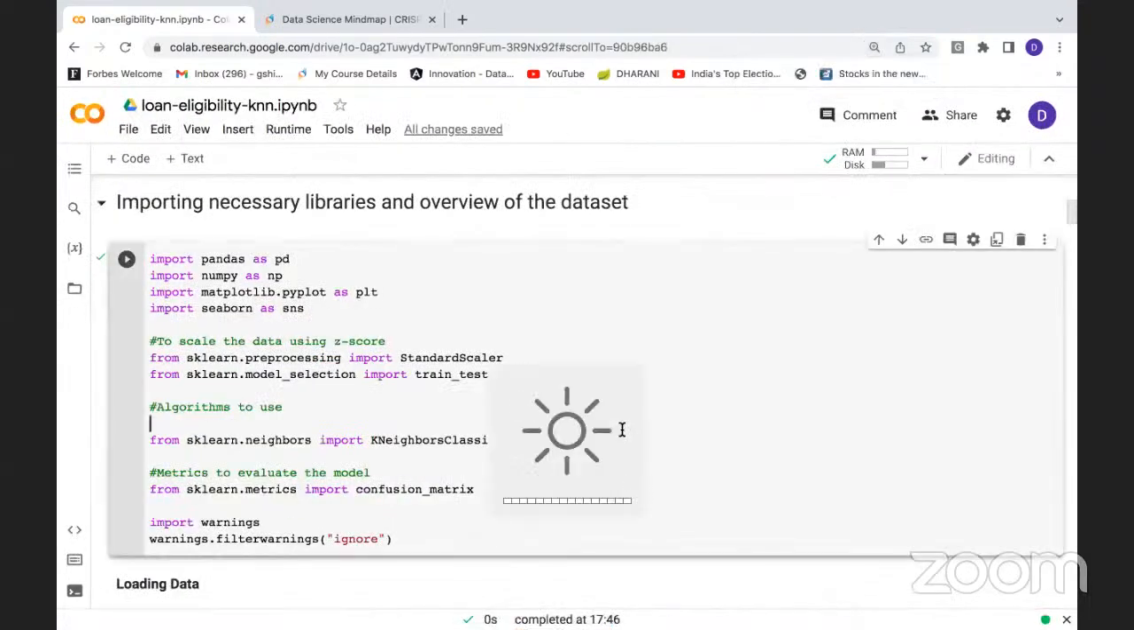So now what should we do first? We want a few things in hand. First, as we do on a daily basis, we want pandas, we want numpy as np, we want matplotlib.pyplot as plt, we want seaborn as sns. Matplotlib is normal visualization, seaborn is advanced visualization.